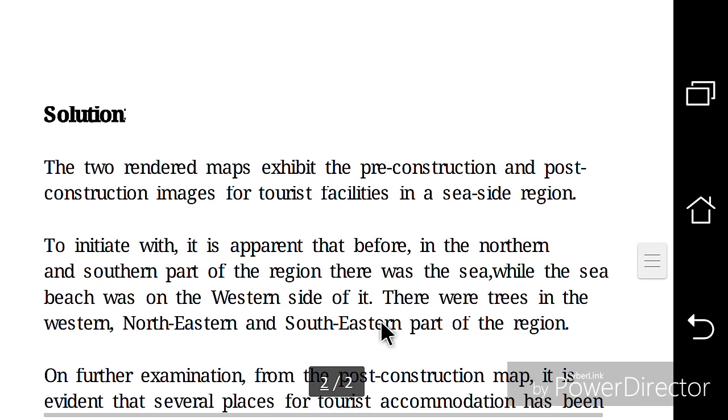The second paragraph tells about the pre-construction period. So I have written, to initiate with, it is apparent that before, in the northern and southern part of the region, there was a sea, while the sea beach was on the western side of it. There were trees in the western, northeastern and southeastern part of the region.